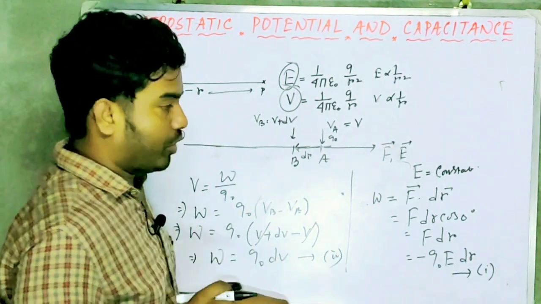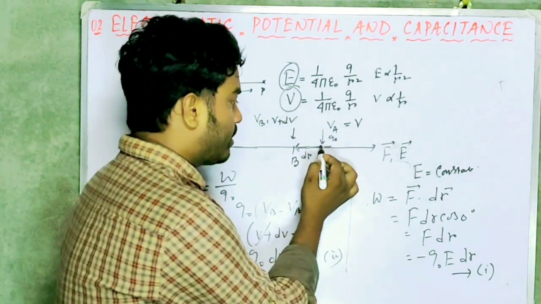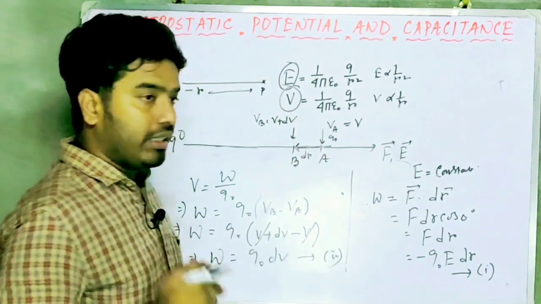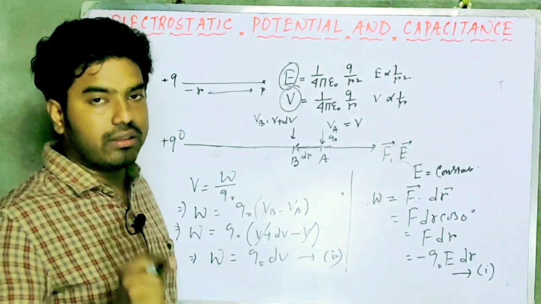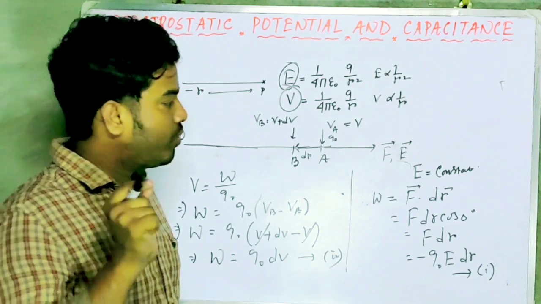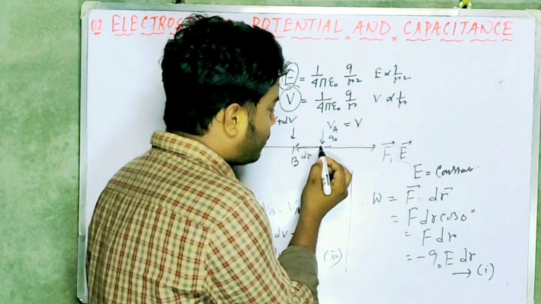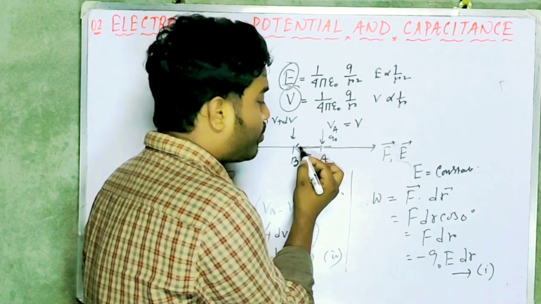Mind it, one important point here: when taking a test charge Q naught from A to B, there will be zero acceleration. That means the velocity remains constant. We have to take the charge Q naught very slowly from A to B.